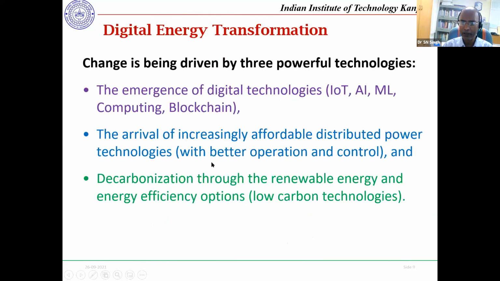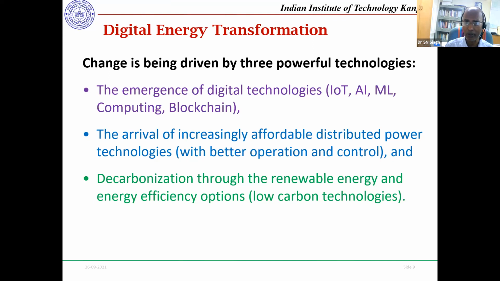From smart grid, we were using ICTs, information and communication technologies, and IoTs. But now, in digital energy transformation, there are three powerful technologies which are forcing us to go for digital energy. No doubt the energy will be sinusoidal, as we know, but we talk about digital in terms of the emergence of digital technologies: the Internet of Things, artificial intelligence, machine learning, and varieties of computing. Now you can compute anywhere and give this information anywhere. No need for centralized computation.